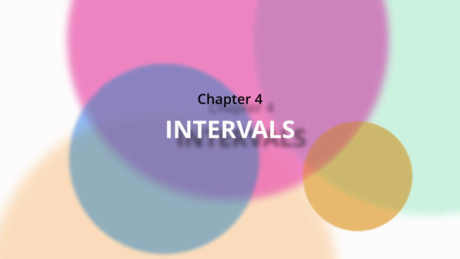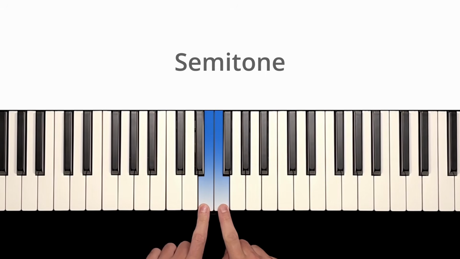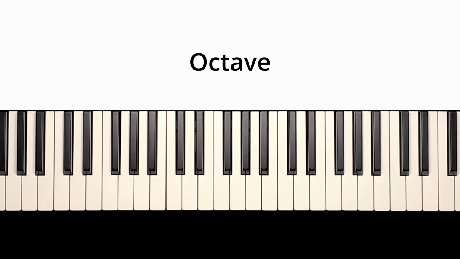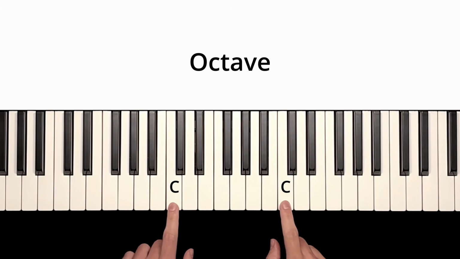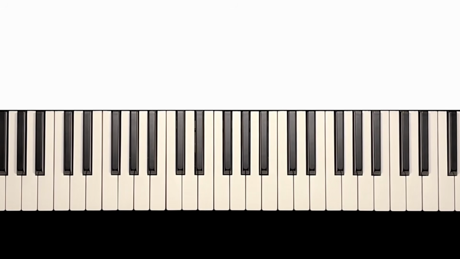As we learned in Chapter 1, an interval is the musical distance between two notes. We've already talked about two specific intervals. A semitone is the smallest step in our musical system. An octave is the distance between two notes with the same name. Now, we also need names for all the other intervals in between.